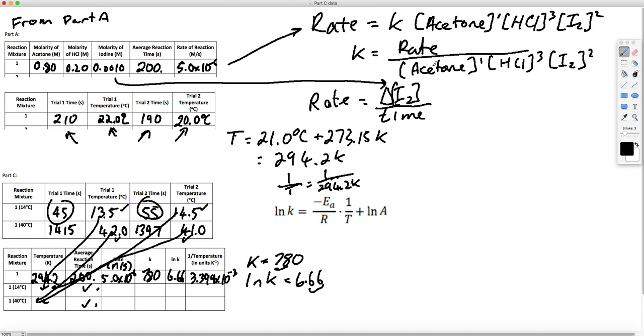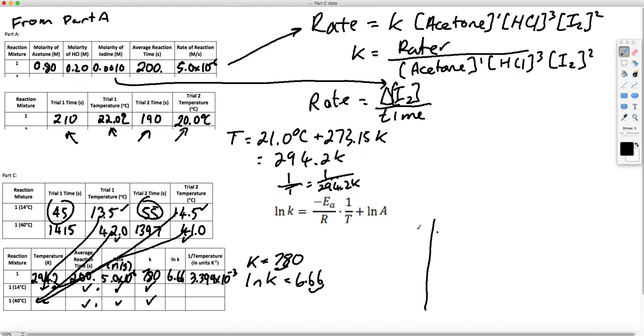The K, we're going to calculate that based on the rate, which we already have, divided by all of these different concentrations to those different powers. That's how we're going to come up with those K values. And then we can get the natural log of K and the 1 over T as well. Now after we've done all that, we're going to end up with 3 values of natural log of K, 3 values of 1 over T, which we could end up graphing.